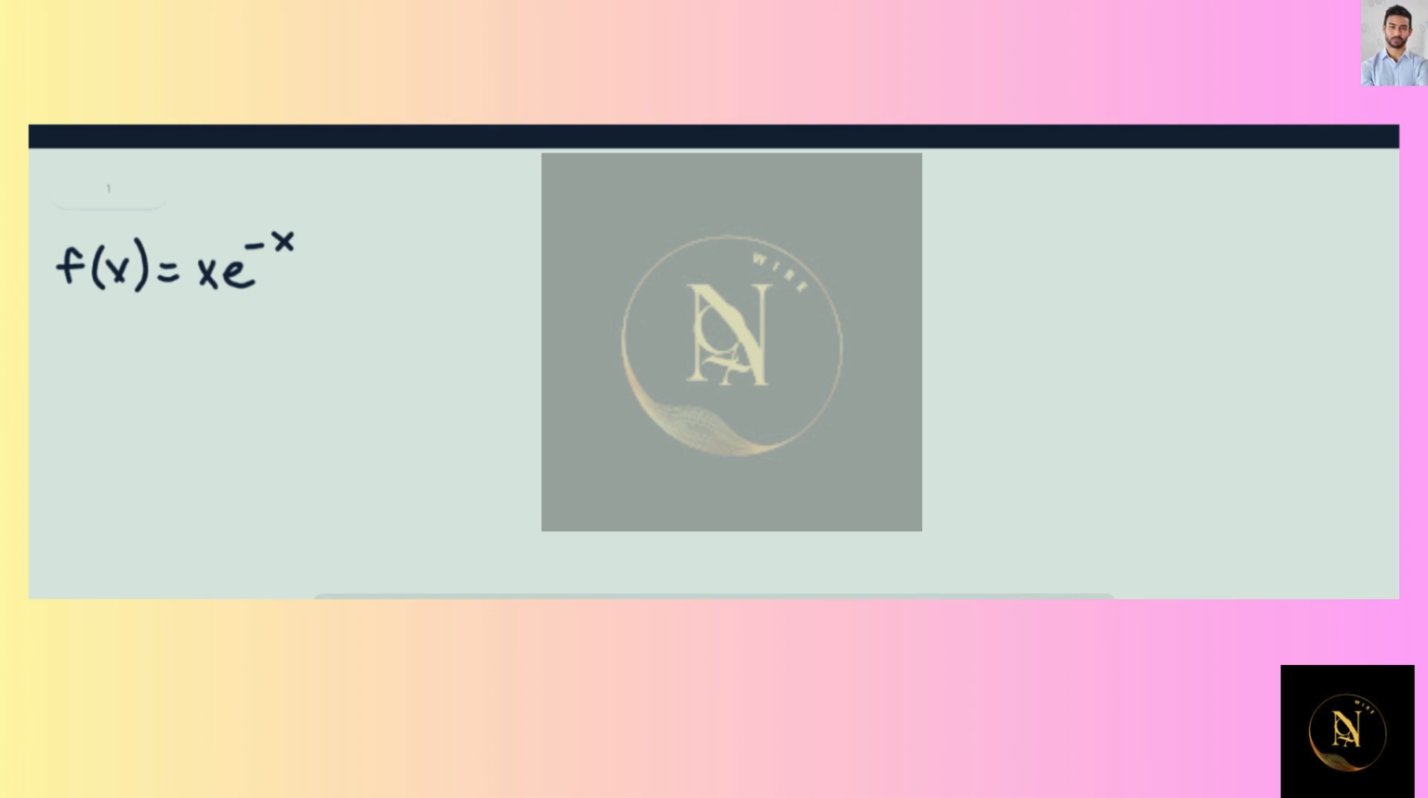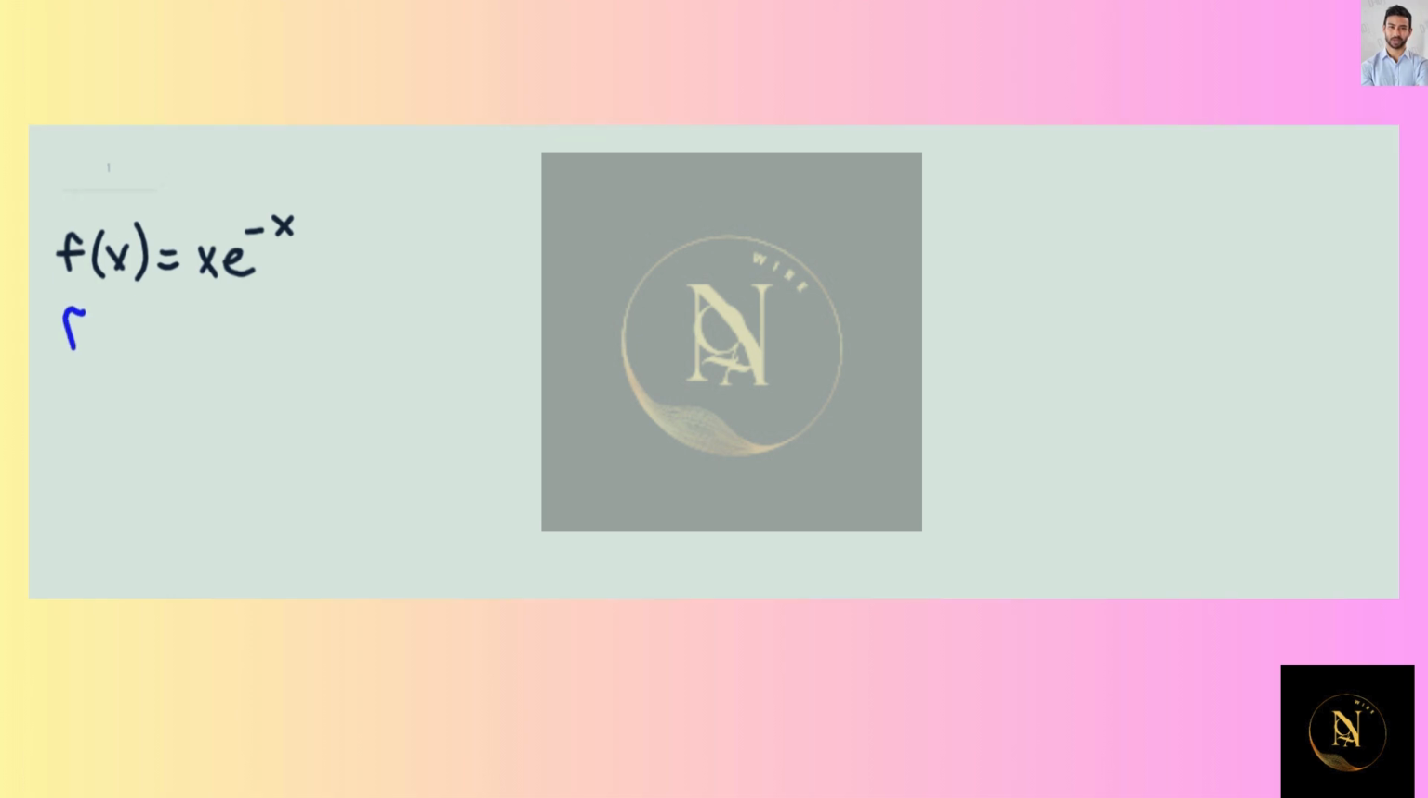Our goal in this problem is to find the 1,000th derivative. So clearly we're not going to take 1,000 derivatives. We're going to take a few derivatives and then we're going to find a pattern. So let's start with the first derivative.